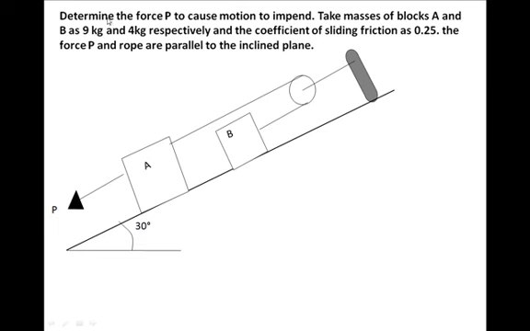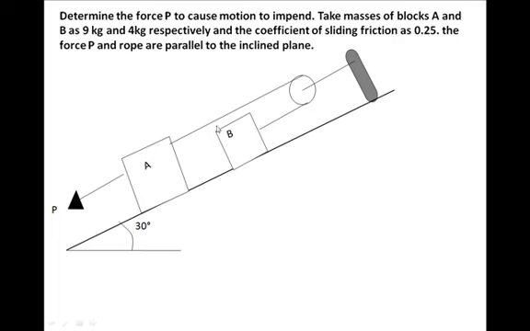It says determine the force P to cause motion to impend, meaning just get started. Take masses of blocks A and B as 9 kg and 4 kg respectively, and the coefficient of sliding friction is 0.25. The force P and the ropes are parallel to the inclined plane. Okay.